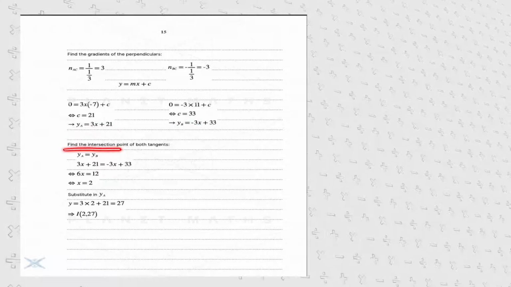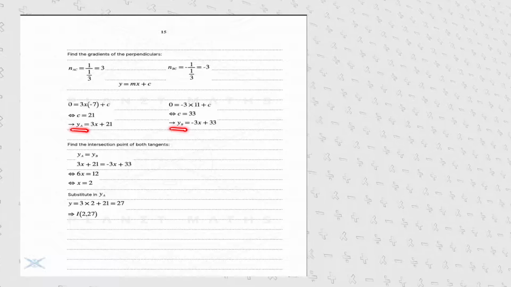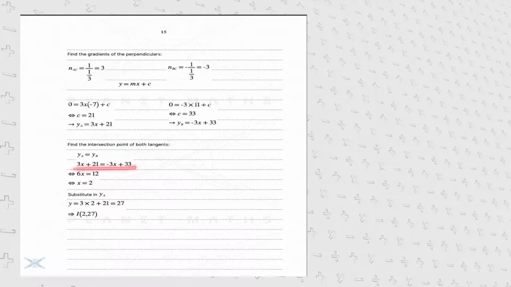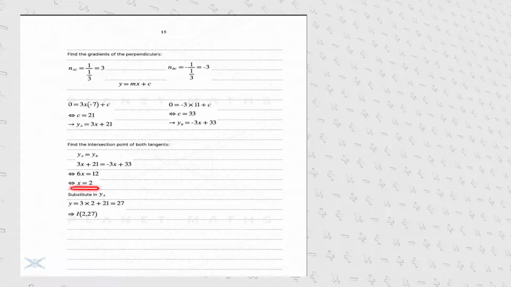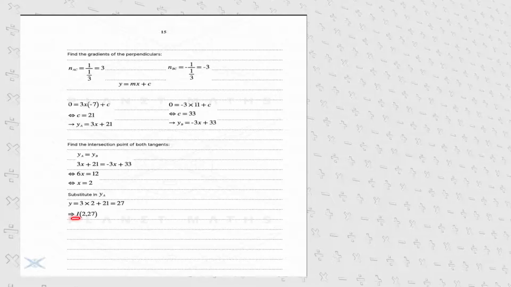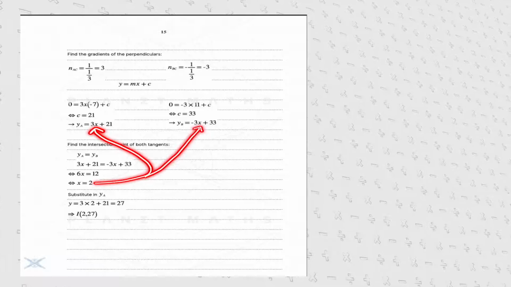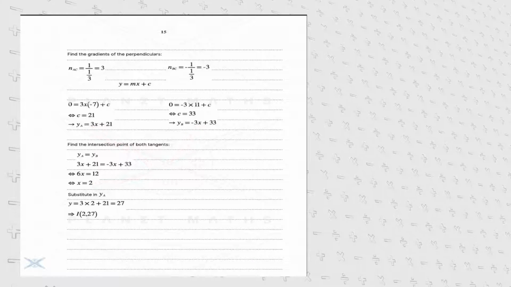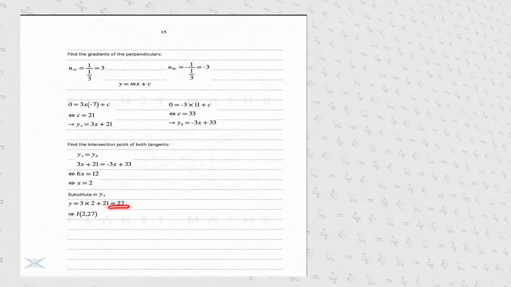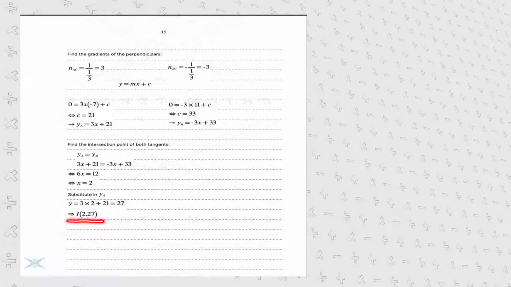To now find the intersection point of both of those tangents, we simply need to equate the equations of both of those lines. Doing so will allow us to find the x coordinate, which after simplification turns out to be 2. And lastly, to find the y coordinate of the aforementioned intersection point, we can substitute 2 for x in either equation. In this case, I opted for the tangent that goes through point A, and we receive 27 in return. Therefore, the intersection point is located at the coordinates 2, 27.